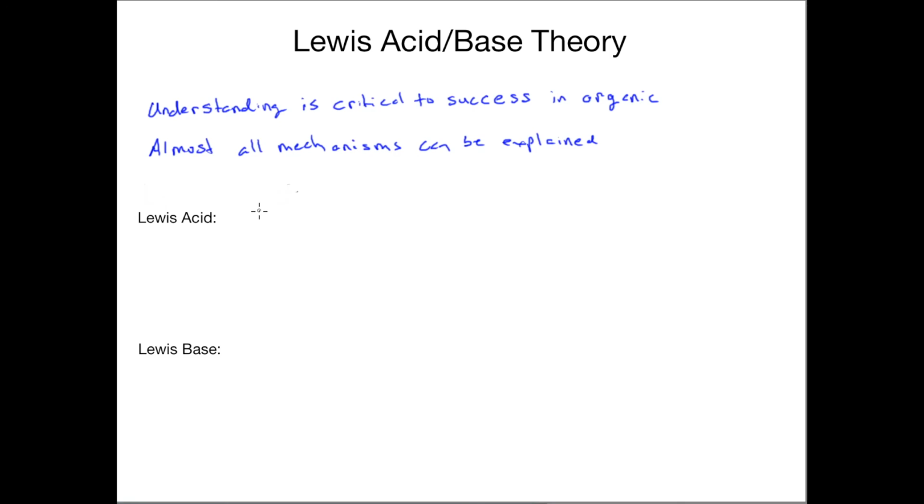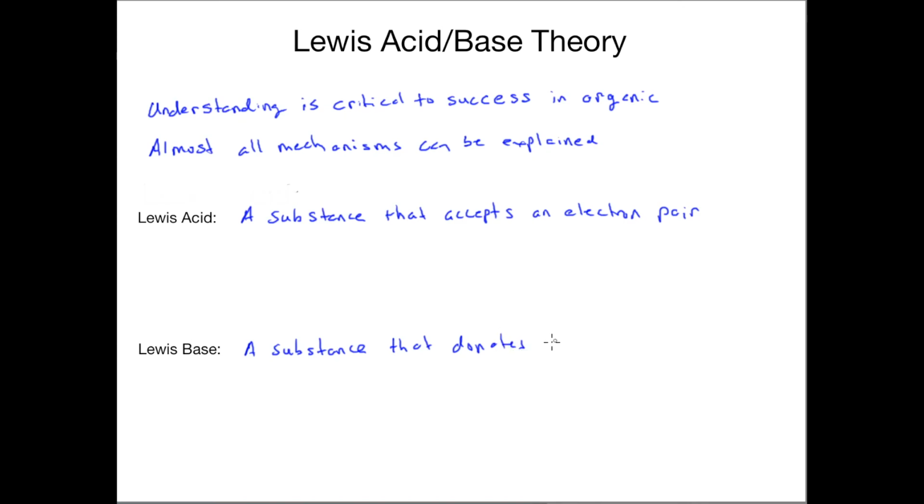So first, let's just give some general definitions. What is a Lewis acid? Very generally, a Lewis acid is a substance that can accept electrons, right? In particular, we're looking at something that can accept a lone pair or a negative charge, but in general, let's just say it is a substance that can accept an electron pair. Conversely, a Lewis base is something that can donate or give away a pair of electrons.